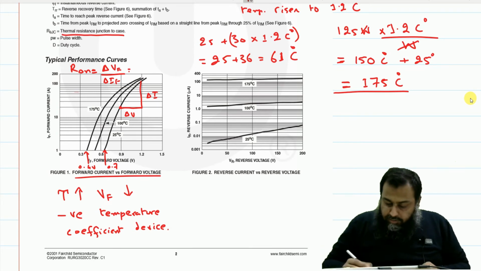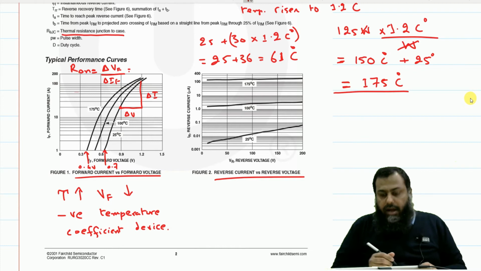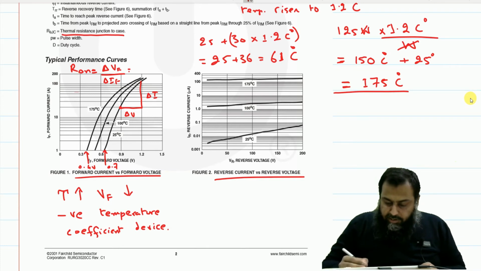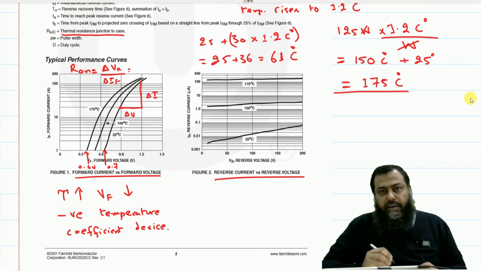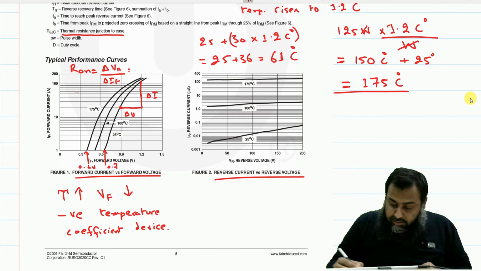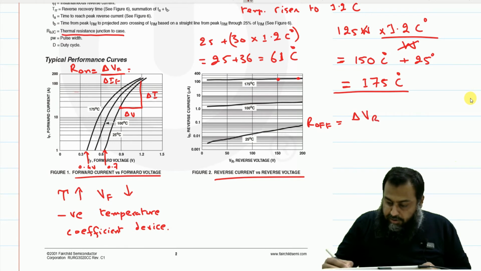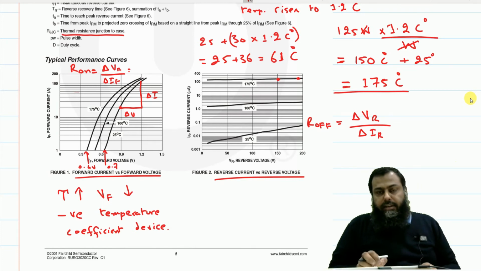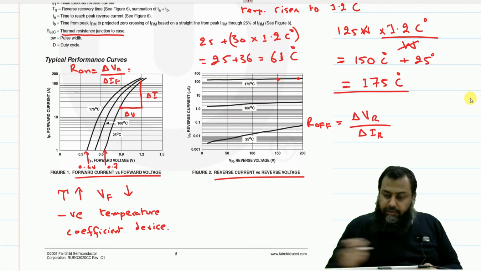The next graph is the reverse current versus the reverse voltage graph. Again, they are designed at three different values: 25 degrees centigrade, 100 degrees centigrade, and 175 degrees centigrade. We can determine the off-state resistance R off using this particular graph, again by combining two different points and taking delta VR divided by delta IR. So these two graphs provide us the on-state resistance and the off-state resistance of a given diode.